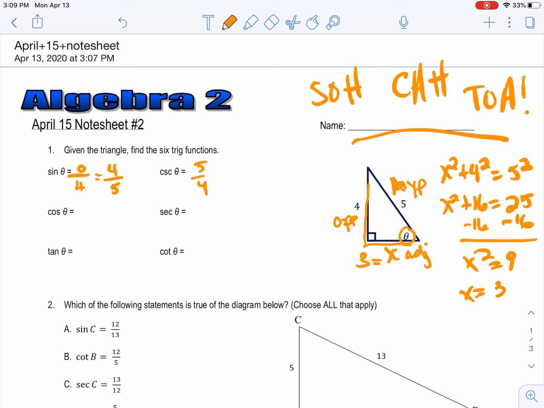Our cosine is adjacent over hypotenuse. So that one's going to be 3 over 5. And if I flip that over, I get 5 over 3. And the tangent is opposite over adjacent. So that is 4 over 3. And the reciprocal is 3 over 4.